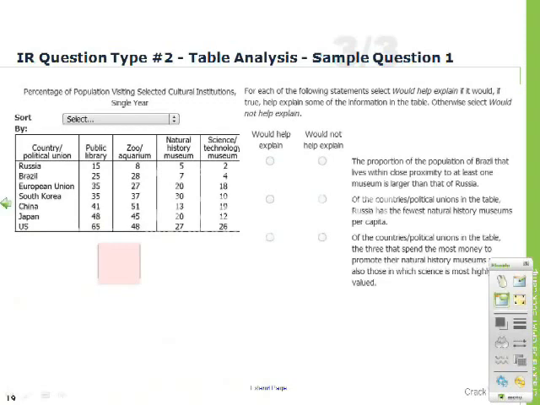Okay, so the first answer option was would help explain. Second was would help explain. Third is would not help explain. Right? Move forward.